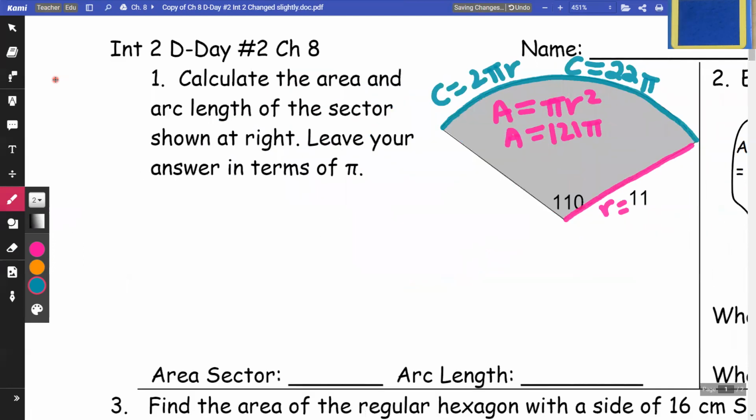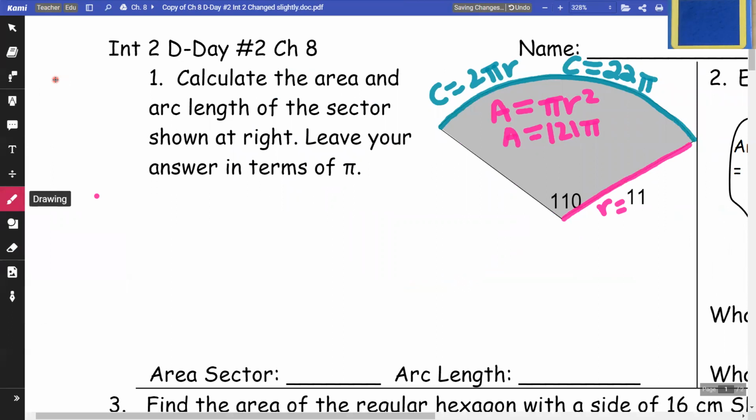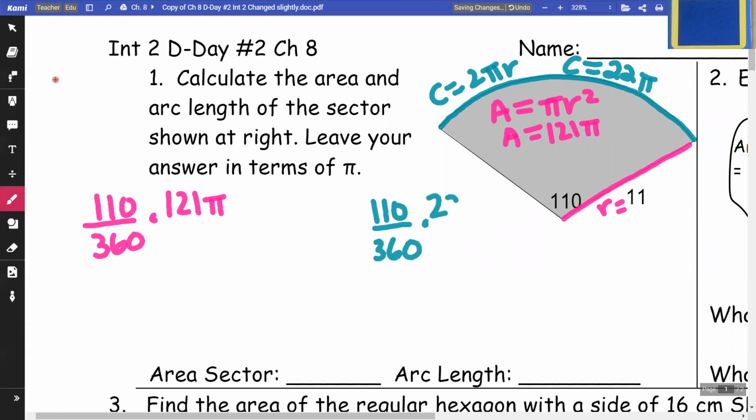So I'm going to take both of these answers and I'm going to take the part I have. So I have 110 out of 360 degrees. So 110 degrees out of 360 degrees times 121 pi. And I'm going to work that out. For my circumference, I have 110 out of 360 times my circumference, which is 22 pi. And we're going to work that out.